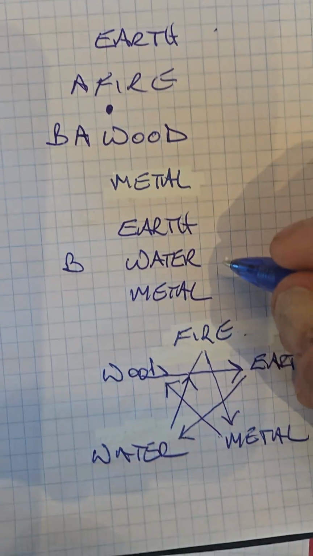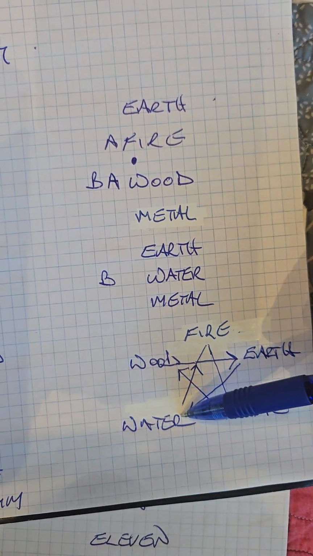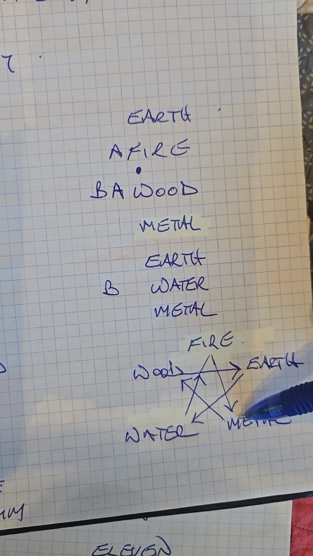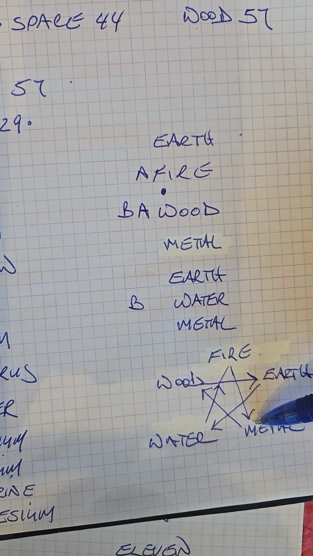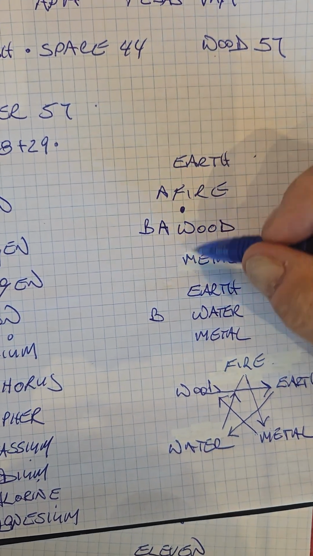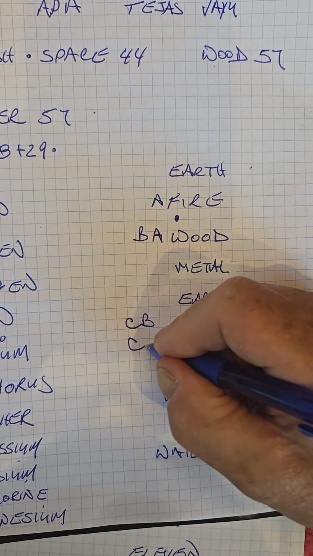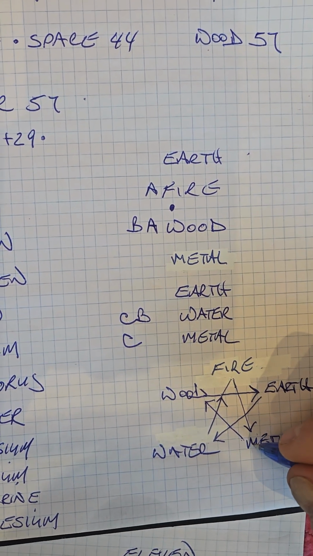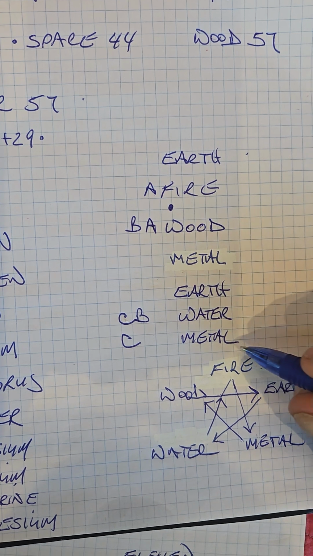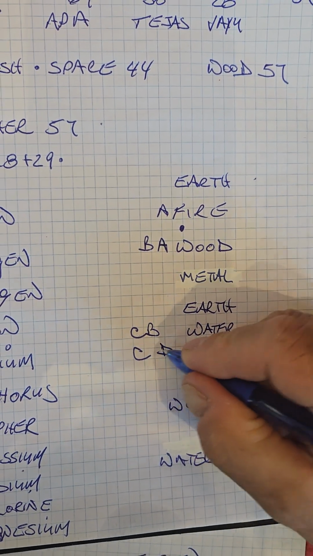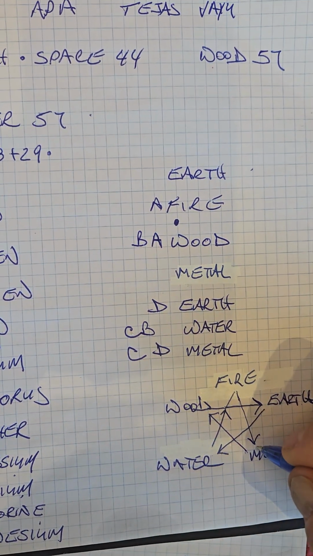B. Now what we have, right, is water. Water is going to go to fire and over to metal, right? So now we're going to have water and metal. Now we're going to have water C and metal C. And metal goes all the way up to wood and into earth, so metal and earth. So mark that D and D.